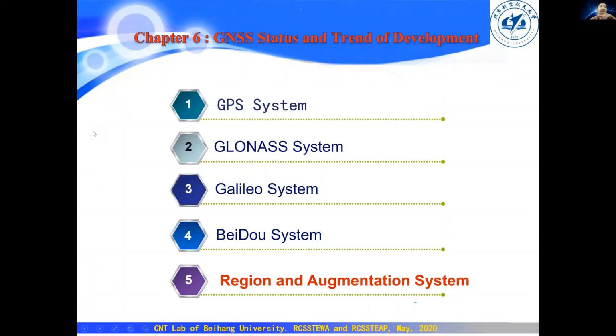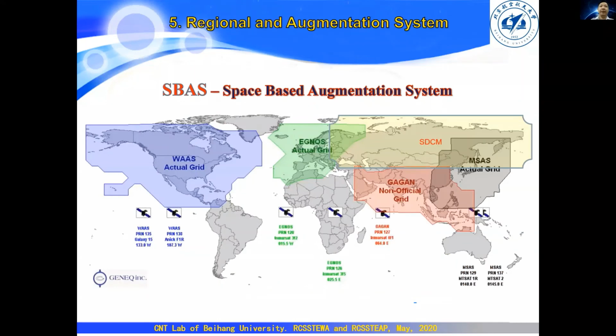Okay, in the last part, I will talk about some regional and augmentation systems. Except for the 4 main satellite systems, we still have regional and augmentation systems from other countries that provide regional support and augmentation support for satellite navigation systems. Commonly, we get these: this is WAAS, from the US, and this is EGNOS from the European Union, and this is SDCM.